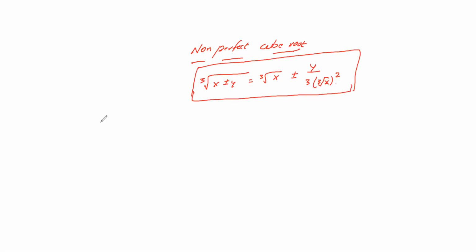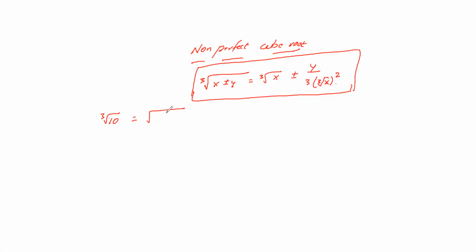Let's see a small question. So I assume it is root 10. Okay, let's see root 10. So for root 10, I need to find the cube root of 10. Cube root of 10, what I'll do, I'll try to split.